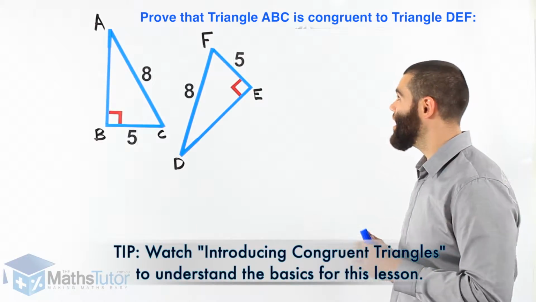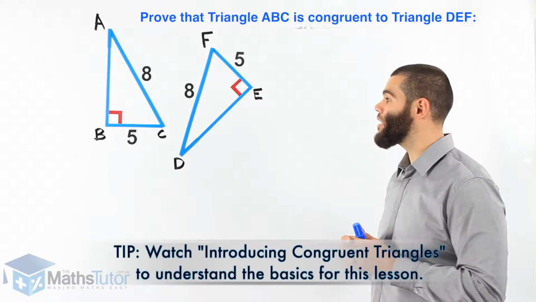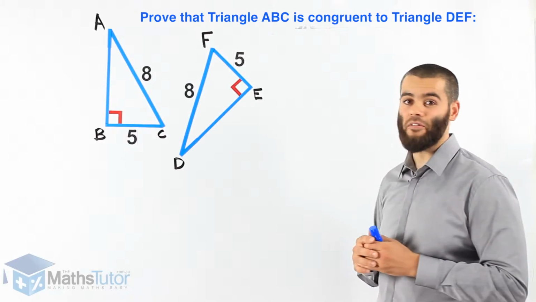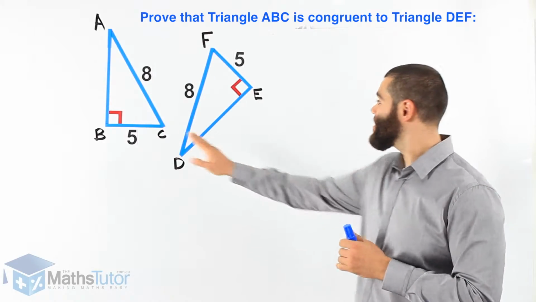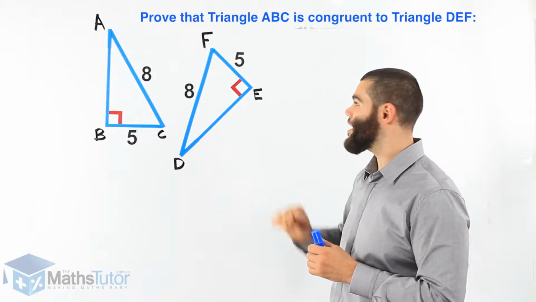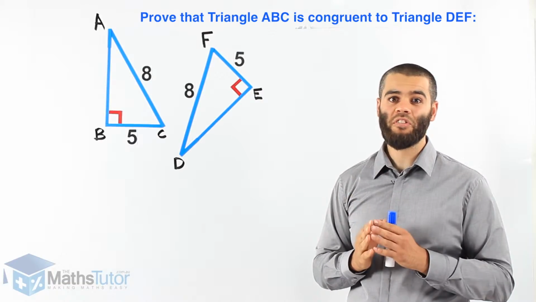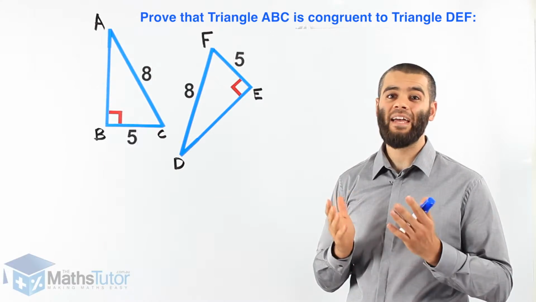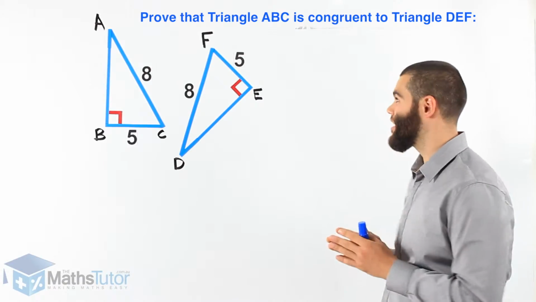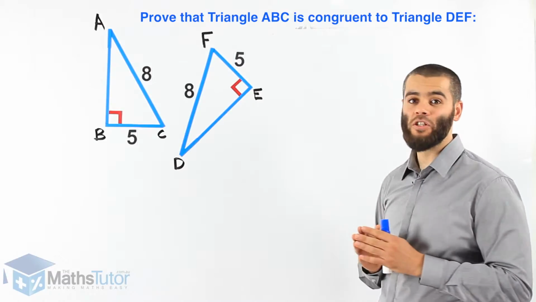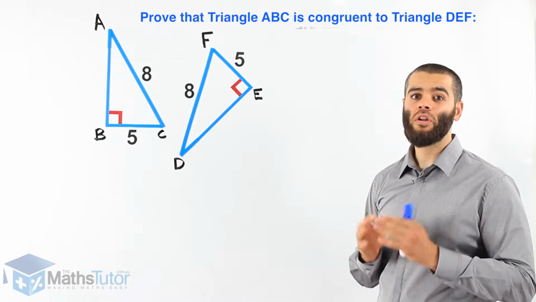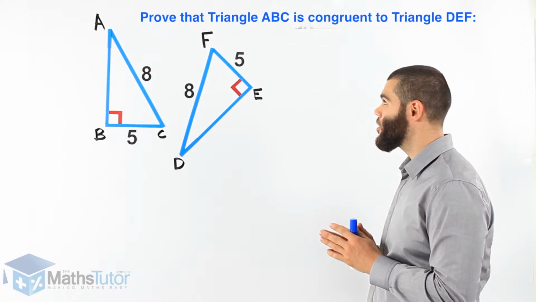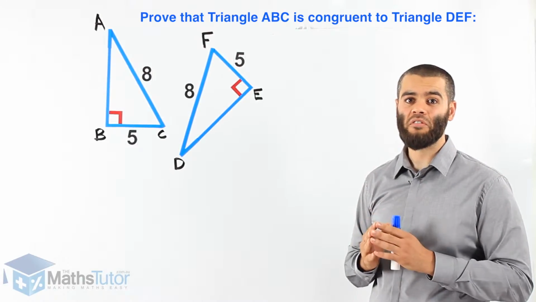In this example, we are asked, prove that triangle ABC is congruent to triangle DEF. We have to prove it. We know congruence means that they are exactly the same. We have to prove they have the same shape and the same size. Let's get started. We have to look at the information we are given. We're going to use one of the four conditions. By looking at it carefully, we need to ask, which of the four conditions can we use?